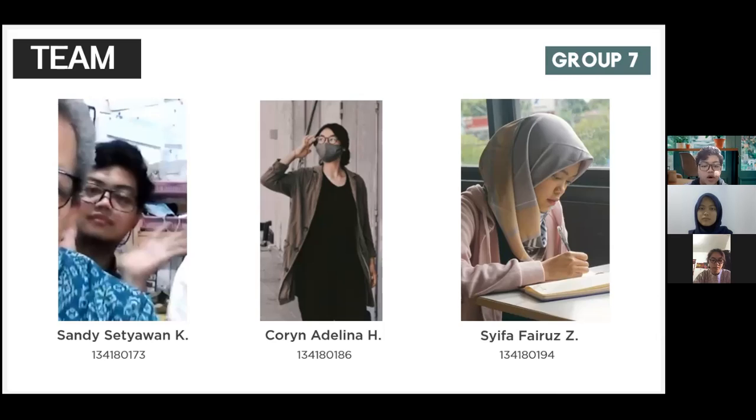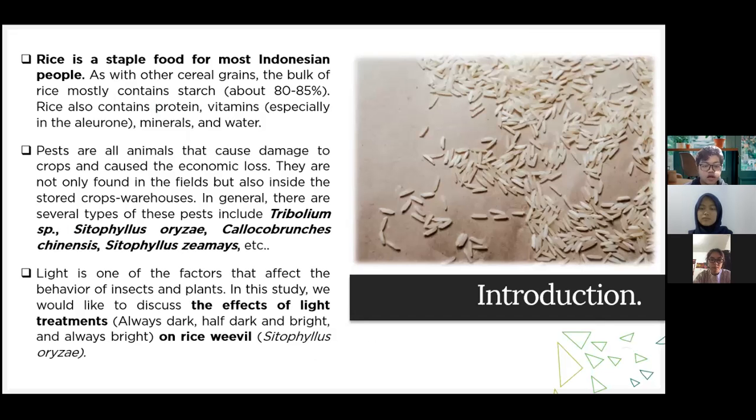Introduction. Rice is a staple food for most Indonesian people. As with all the cereal grains, the bulk of rice mostly contains starch. Pests are animals that cause damage to crops and cause economic loss. They are not only found in the fields but also inside stored crops warehouses.